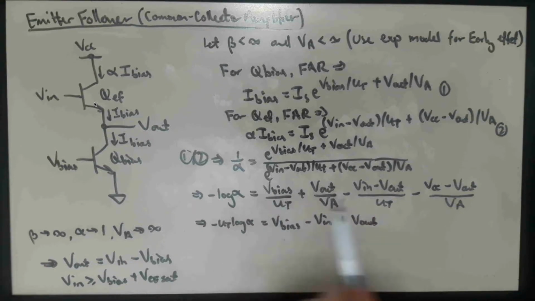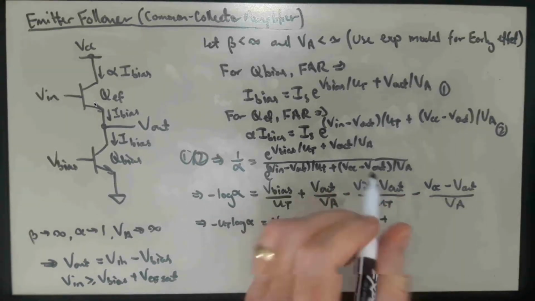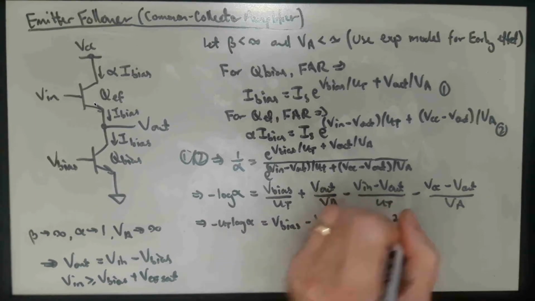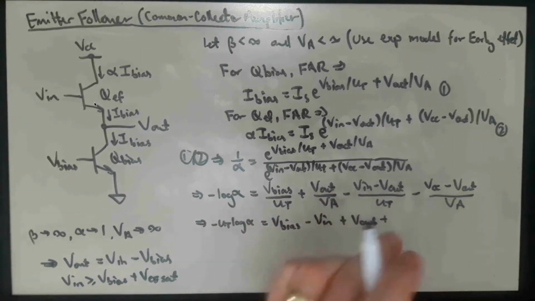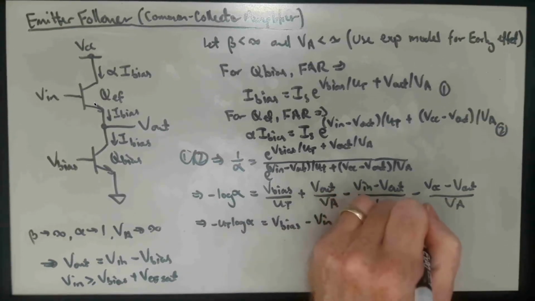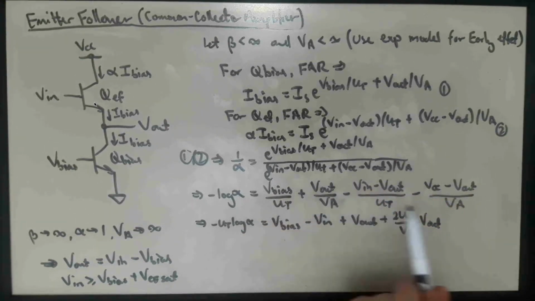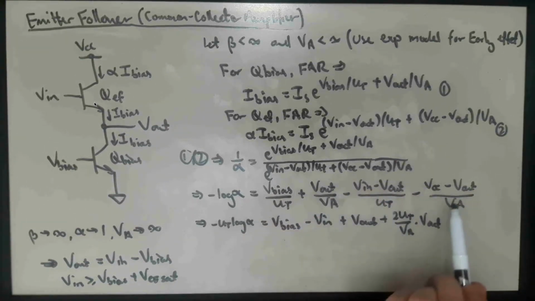That's basically this term and these two terms. And then we have some other terms. So we've got this term involving V out, this term involving V out. So we have plus 2, and it's going to be UT over VA times V out. So that's 1, and then we have plus V out over VA from this last term. So we collect those up, there's 2 of them.